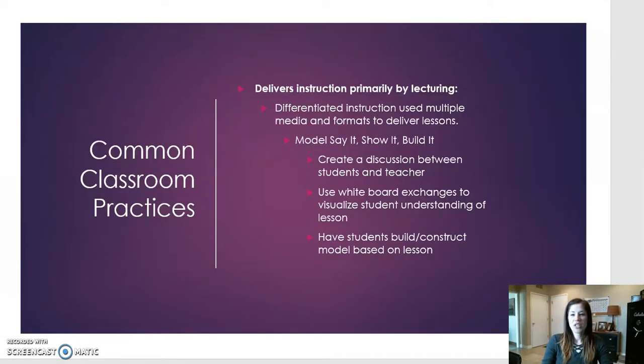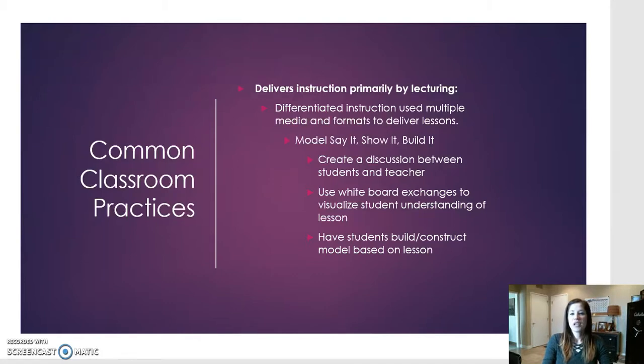In the next few slides, I will discuss some common classroom practices that are not differentiated instruction. First, the teacher delivers instruction primarily by lecture. This is not differentiated instruction, as differentiated instruction uses multiple media and formats to deliver lessons. The teacher could expand instruction methods by modeling Say It, Show It, and Build It.